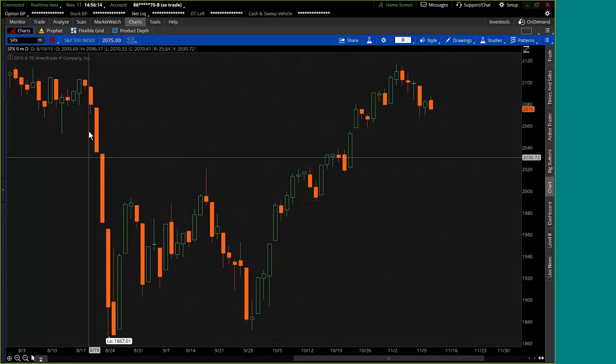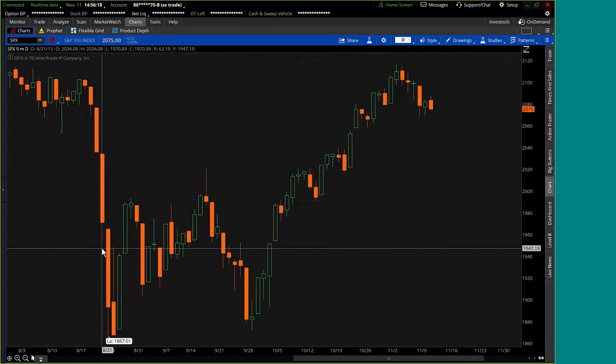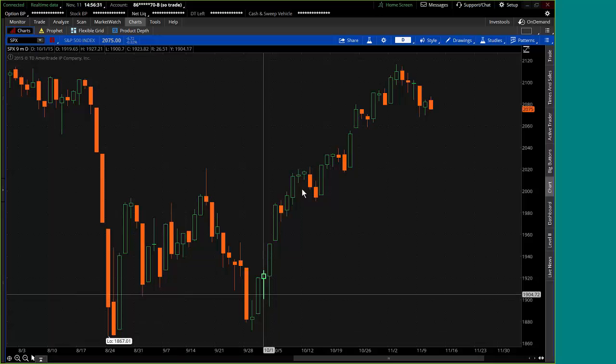If you're on the wrong side of this, it can be absolutely terrifying because you wake up like on August 24th. We were limit down. It's a 7% down move. What are you going to do? Okay, I'm going to talk about that here momentarily versus the up move.